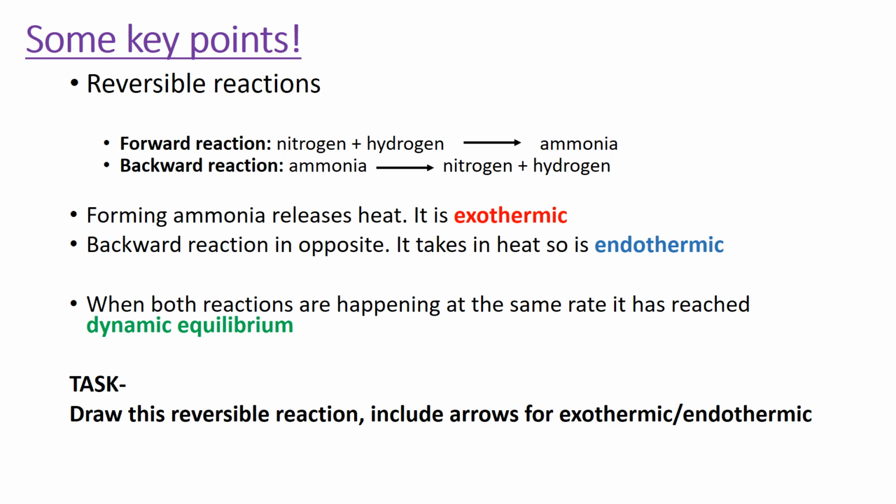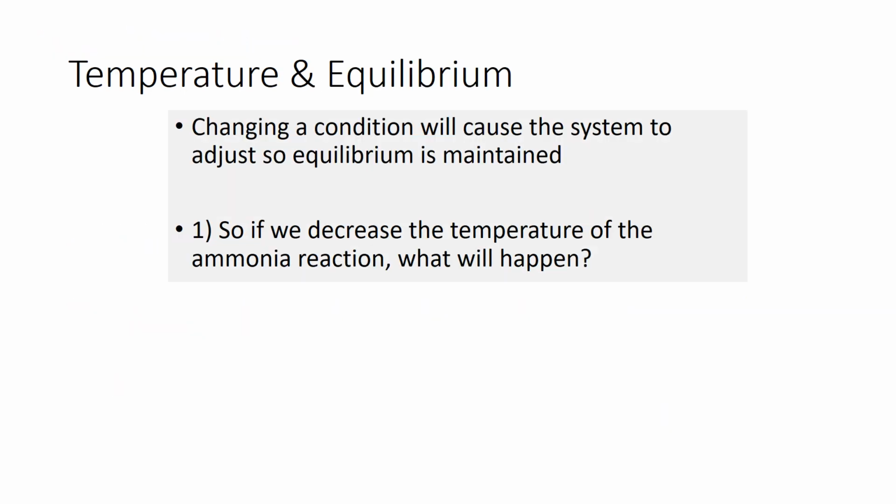So task, and we'll have a look at that in tomorrow's lesson, Tuesday. Draw this reversible reaction, include arrows for exothermic and endothermic. So you're just literally drawing one arrow at the top for exo or endothermic and one arrow at the bottom for exo or endothermic. Not too hard.